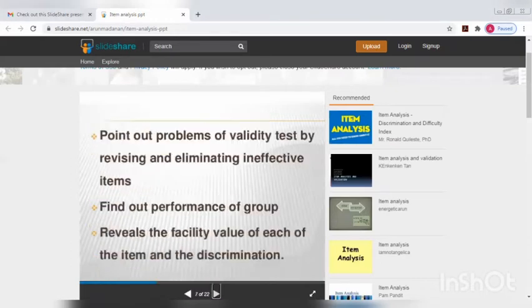Next is to point out the problems of validity of the test by revising and eliminating the ineffective items. Find out the performance of that group. Group means here the whole class. It reveals the facility value of each of the items and the discrimination. So we'll discuss the discrimination in our next slides.